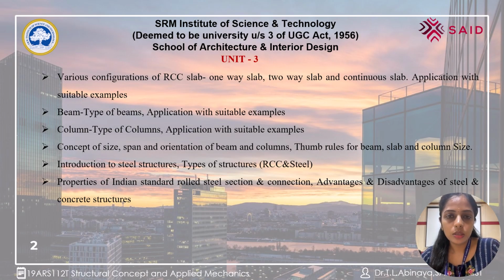We are moving to Unit 3. Unit 1 and Unit 2 are already posted. You can check my previous videos. In Unit 3 we are going to see what is a slab and what are the types of slab, and beam and types of beam, and column and the types of column and the failure pattern, and the thumb rule of column, beam and slab we are going to discuss, and the orientation, and about the steel structure and the Indian Standard rolled steel sections and connection, advantages and disadvantages. So these are the topics which we are mainly going to discuss in today's session.